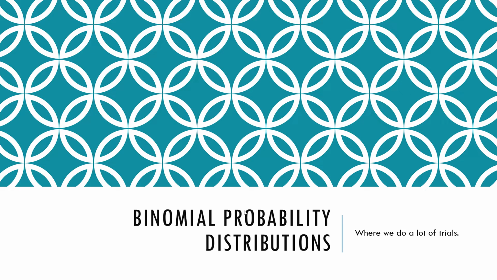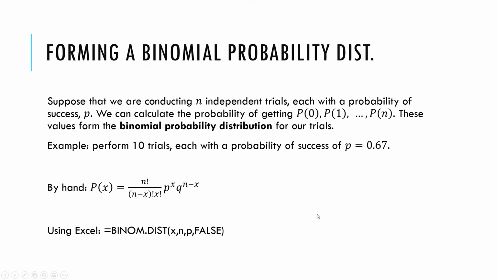Now, let's actually look at all of the possible outcomes here. And we're going to be a little more general here. So let's say that we want to do 10 trials. And each of those trials has a 2 in 3 probability of success, or a p-value of 0.67. So my question to you is, what is the probability of getting every possible outcome?